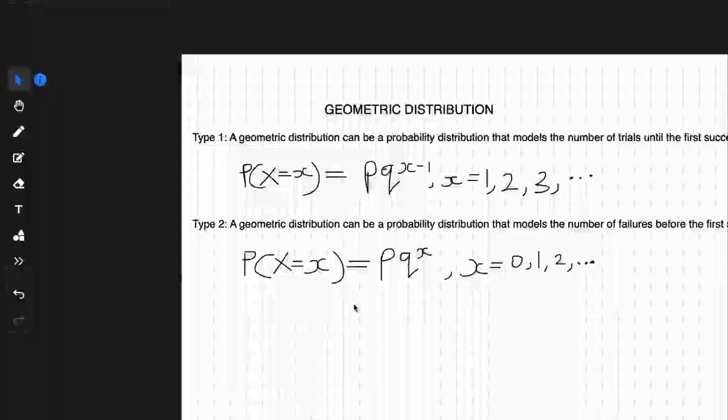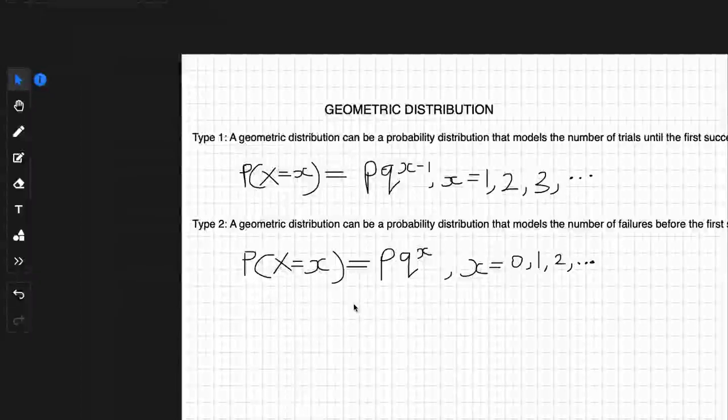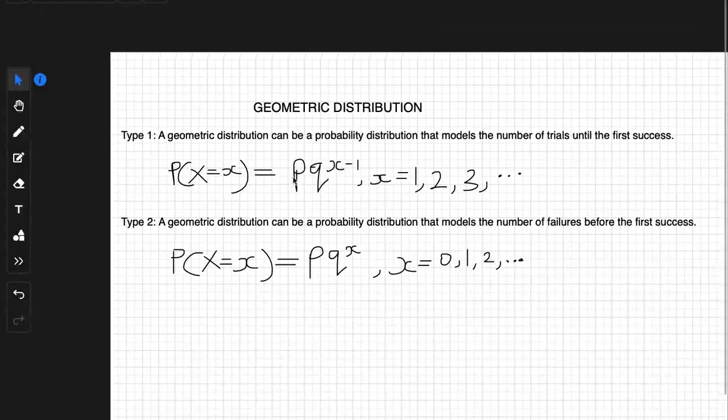So we are going to be considering the geometric distribution. This distribution is different from the binomial distribution or the Bernoulli distribution in the sense that this distribution considers the attempts that will be made in a different way. All right, now a geometric distribution can be of two types.